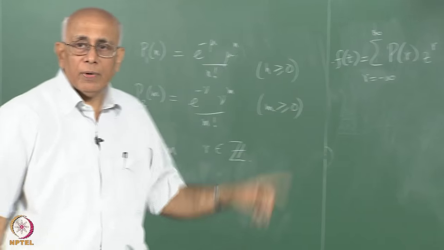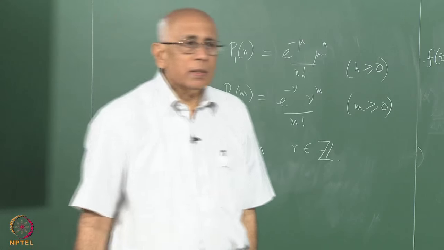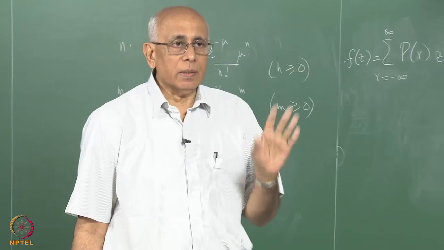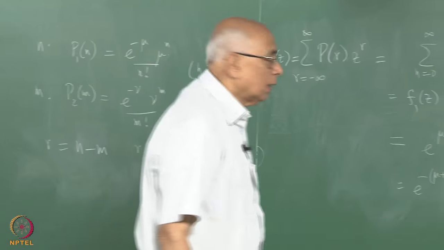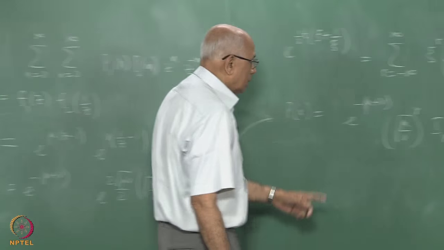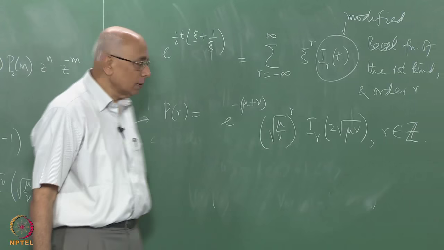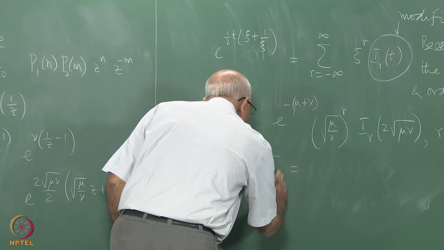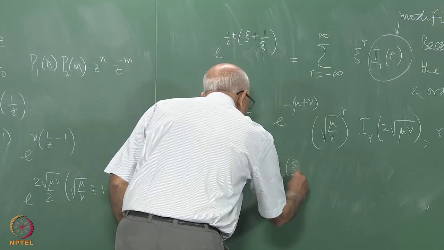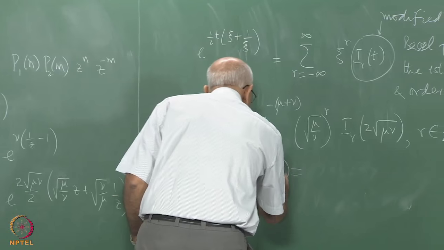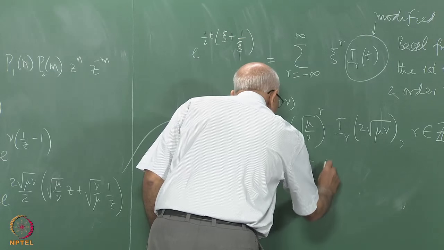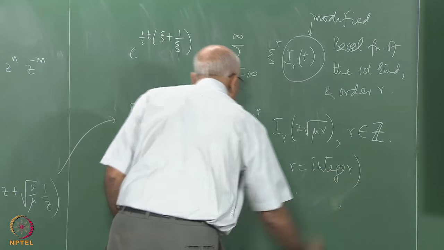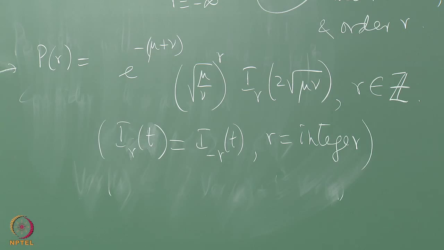The Bessel function itself, I_r, has an interesting property. It says I sub r for any positive integer r is equal to I sub minus r. It's got this symmetry property. So the bias is entirely in this. I_r of anything, I_r of t equals I_minus r.